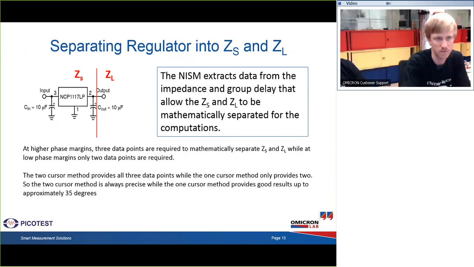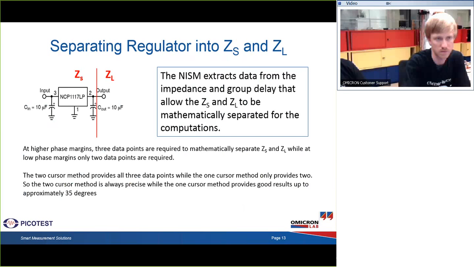Okay, next slide. So how do we separate a regulator into ZS and ZL? Unfortunately, they are connected, but we could call the regulator side of the circuit ZS, and we can call the capacitor side of the circuit ZL. Unfortunately, we can't actually separate those 2 elements on the circuit board.